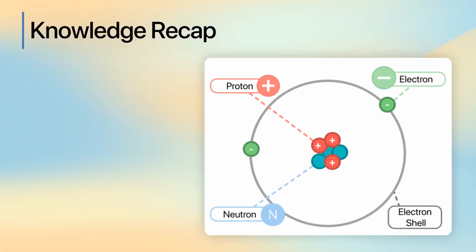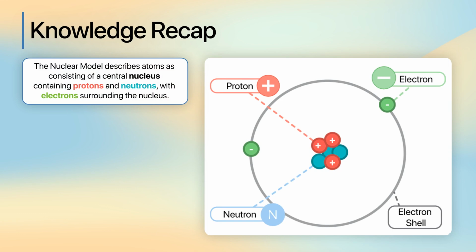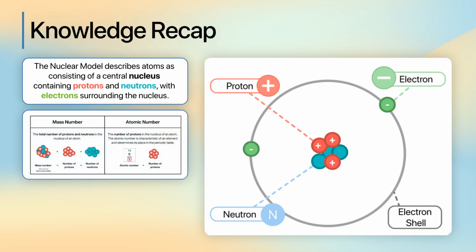So far, you've learned about the nuclear model of the atom, which describes the atom as having a small, dense nucleus composed of protons and neutrons, with electrons surrounding this nucleus. Additionally, you know the difference between mass number and atomic number. The mass number is the total number of protons and neutrons in an atom's nucleus, while the atomic number is the number of protons, which uniquely identifies an element.